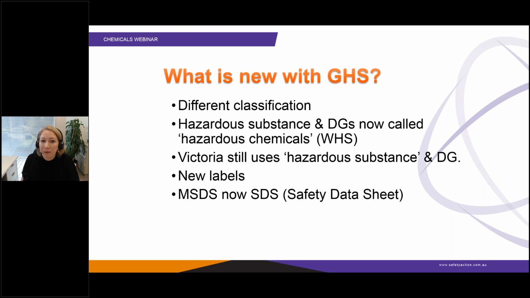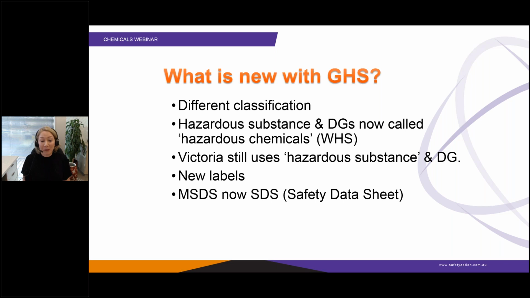Firstly, the classification criteria between GHS and the previous criteria for classifying hazardous substances is different. Overall, substances that were previously called hazardous substances or dangerous goods are no longer two separate categories in those states. They now share a common definition called hazardous chemicals.